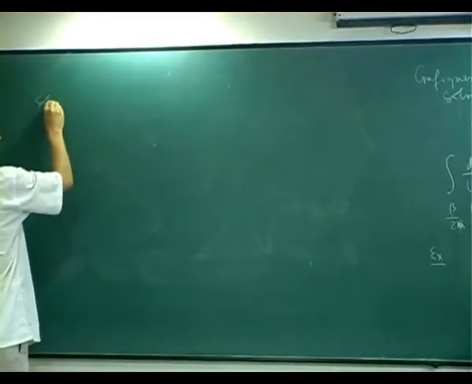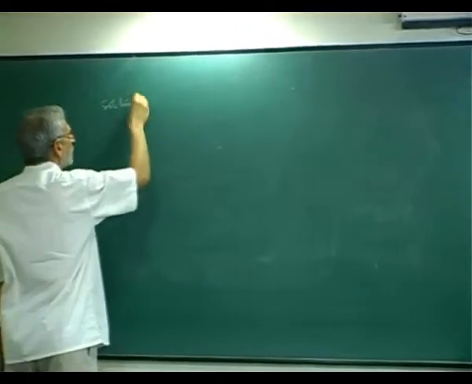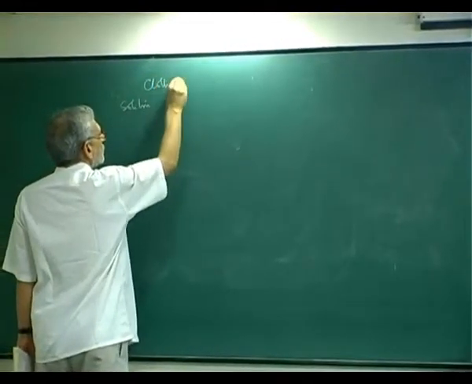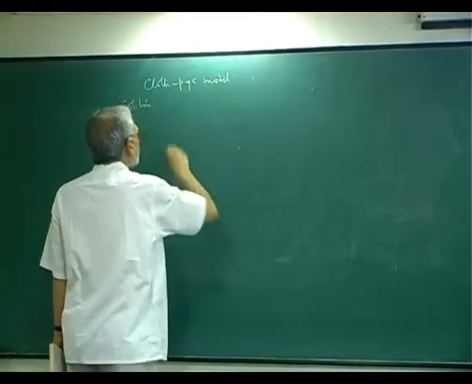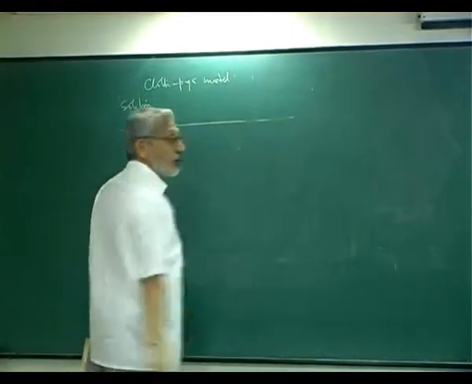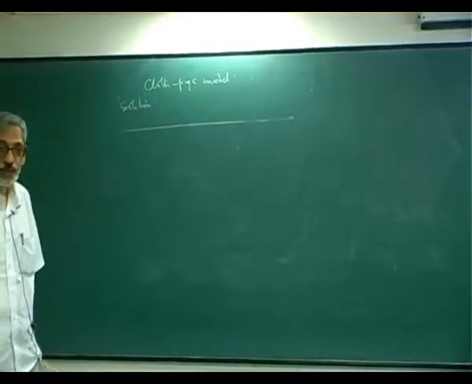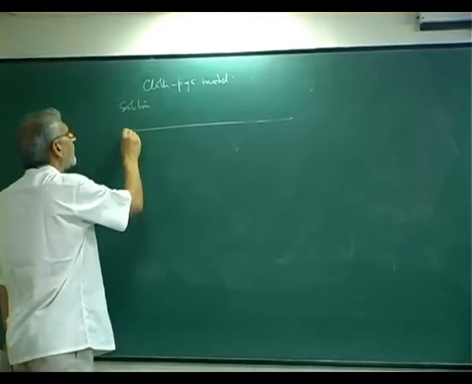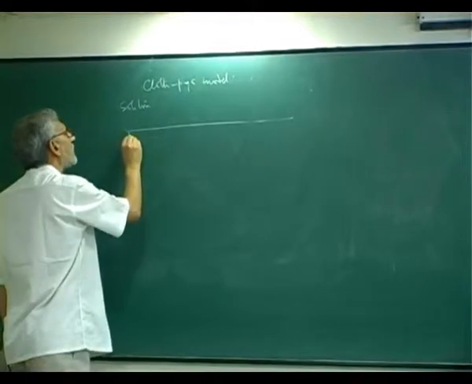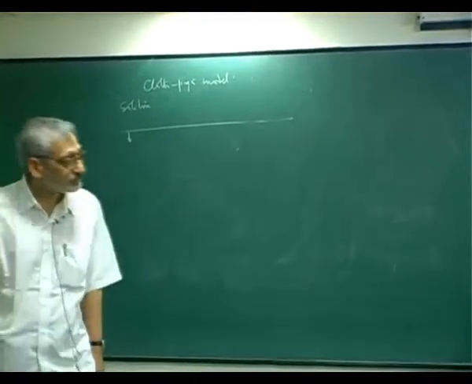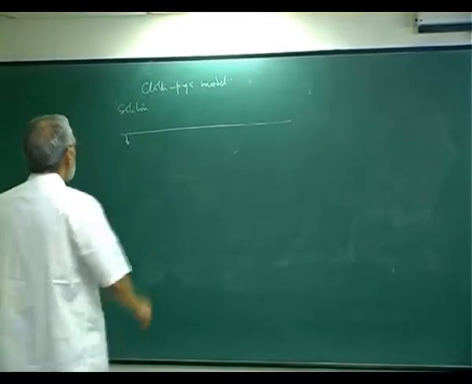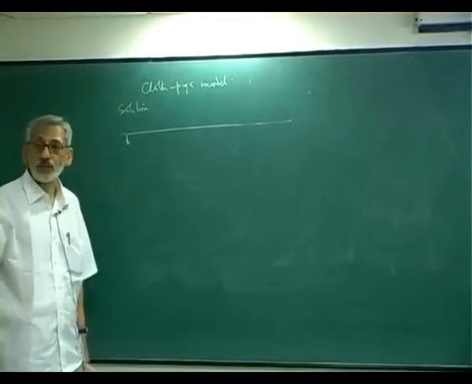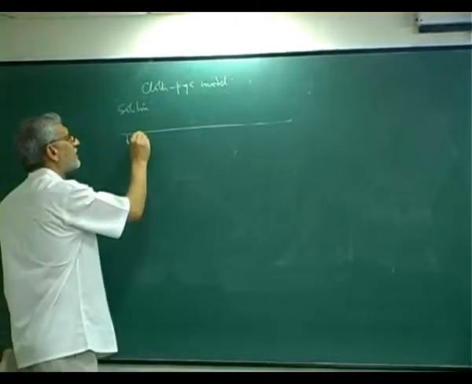So, the soliton in the cloth-pegs model. We have an infinitely long cloth line, and at x equals minus infinity the configuration is sitting at 0, and at plus infinity at 2 pi. So the peg is vertically downwards at minus infinity.